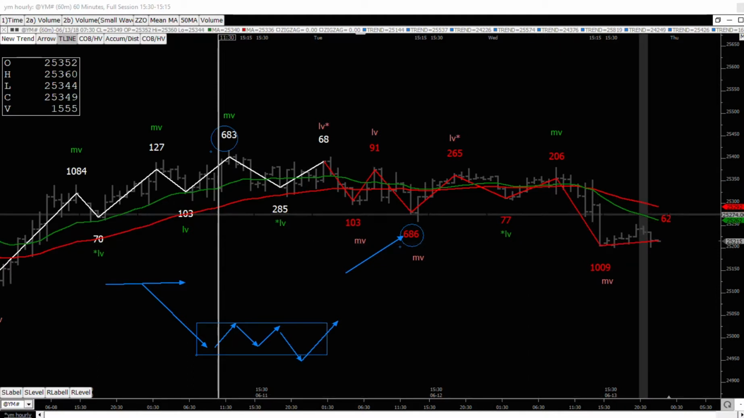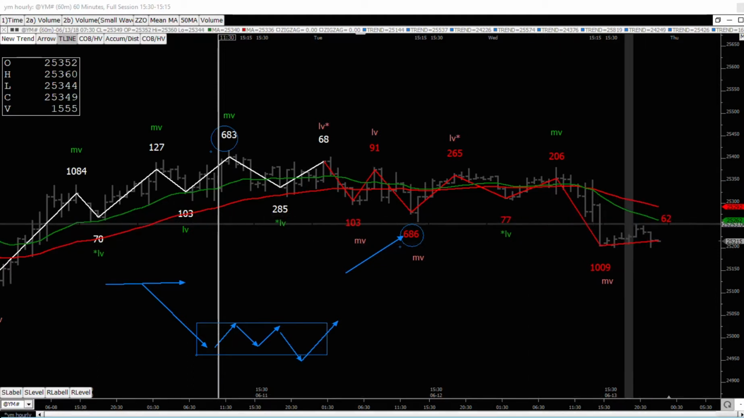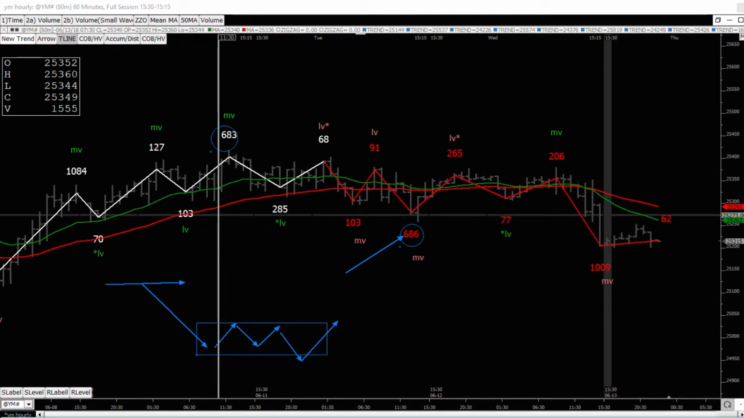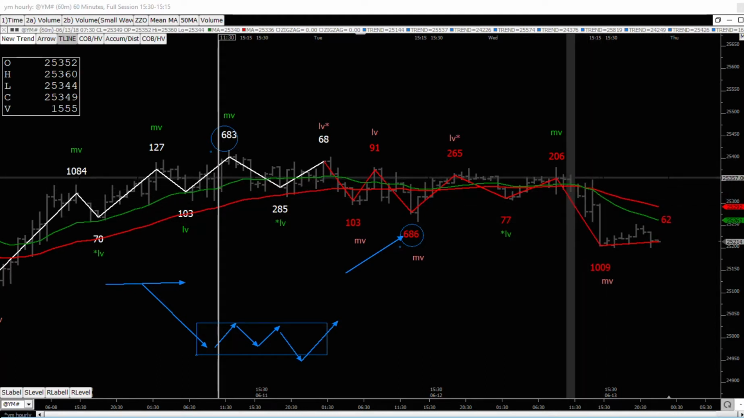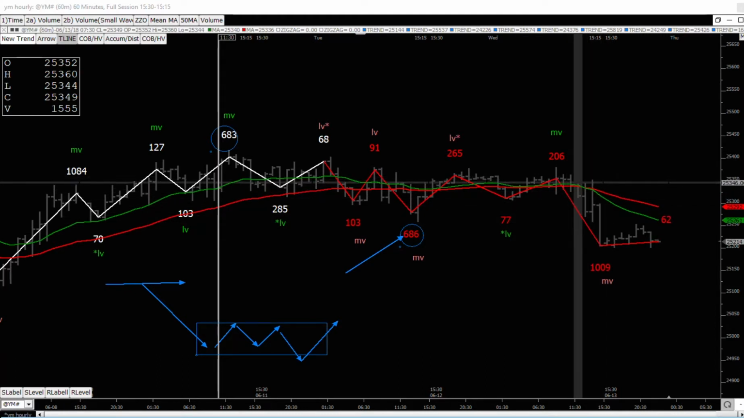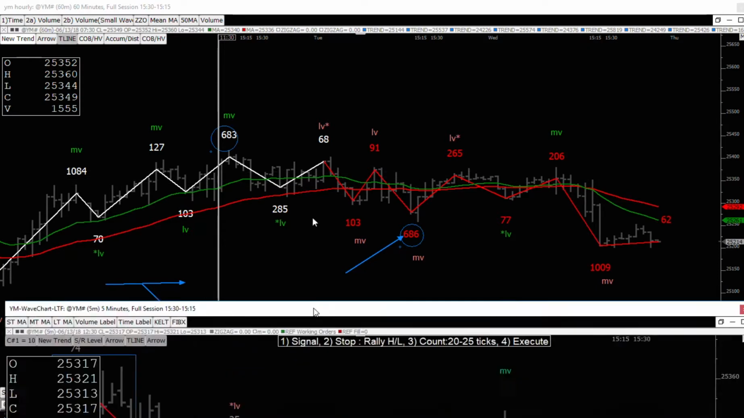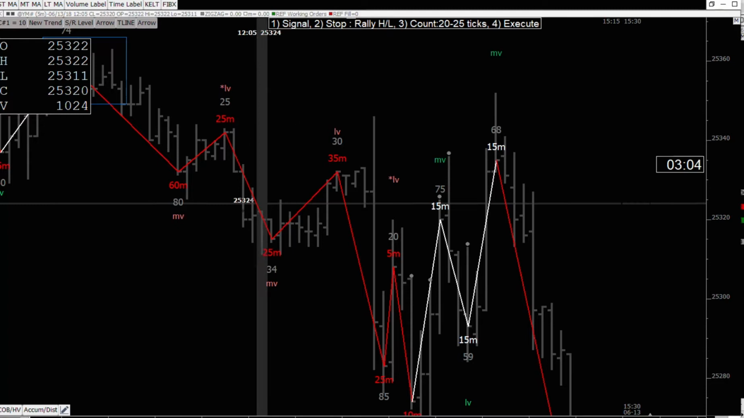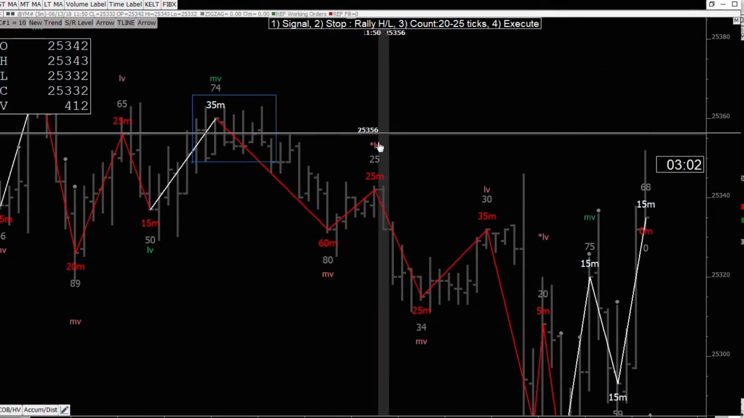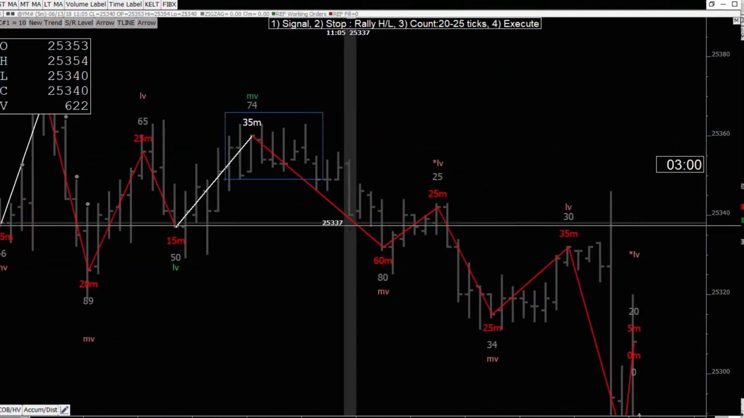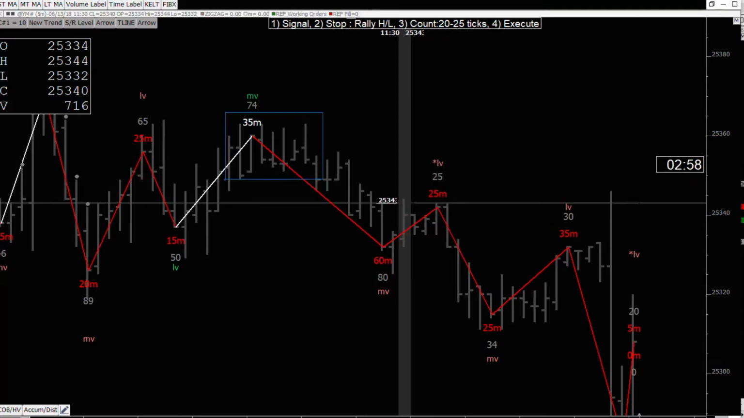And I think I'll show it on the lower time frame as well. Just give me a second. Yeah, this is the lower time frame. This is where the market went. It's very bearish.